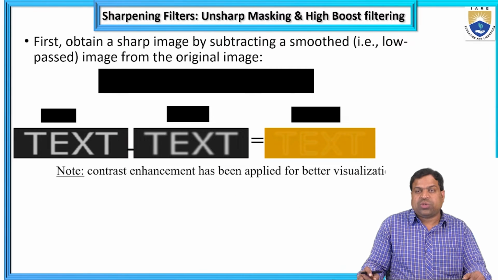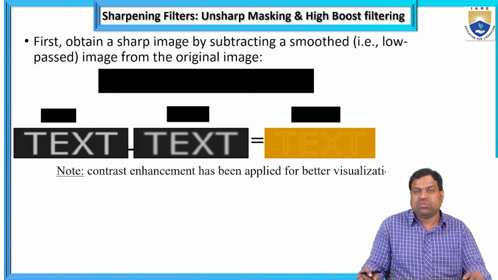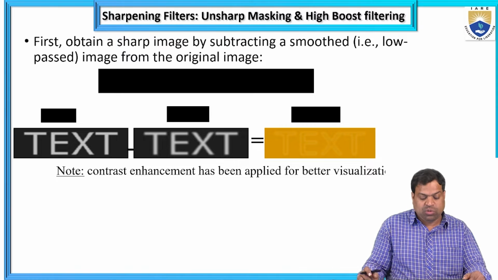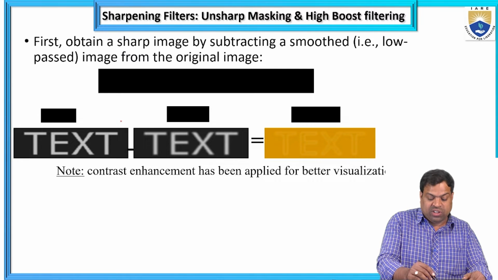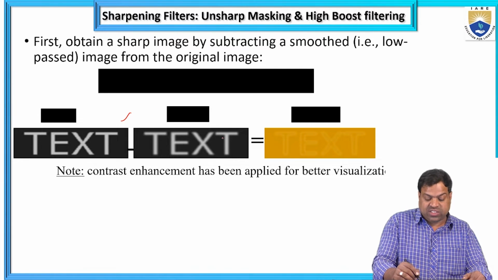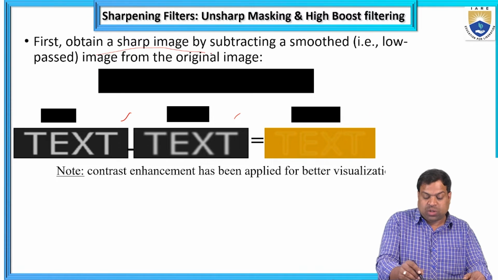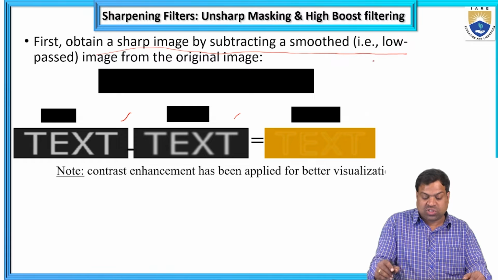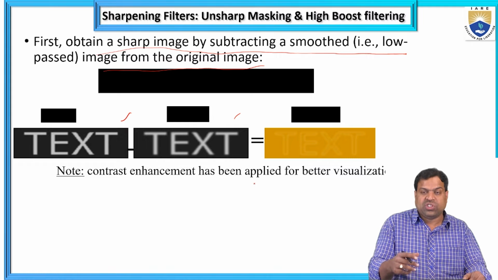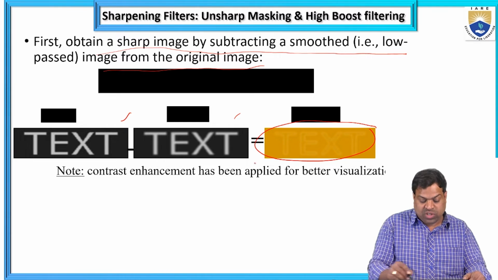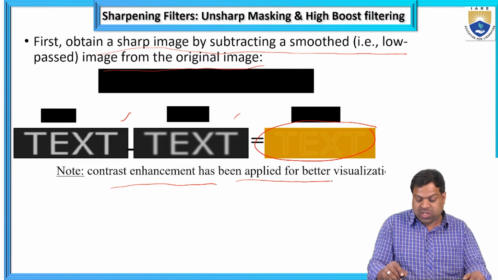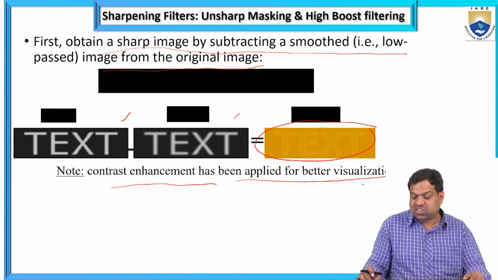First obtain a sharp image by subtracting a smooth, that is low-passed, image from the original image. Suppose I'm taking one logo, one text: text minus text is equal to this one. So we sharpen the image by subtracting a low-passed image from the original. From the original image I am removing the blurred one. So what is the final one? Contrast enhancement has been applied for better visualization.